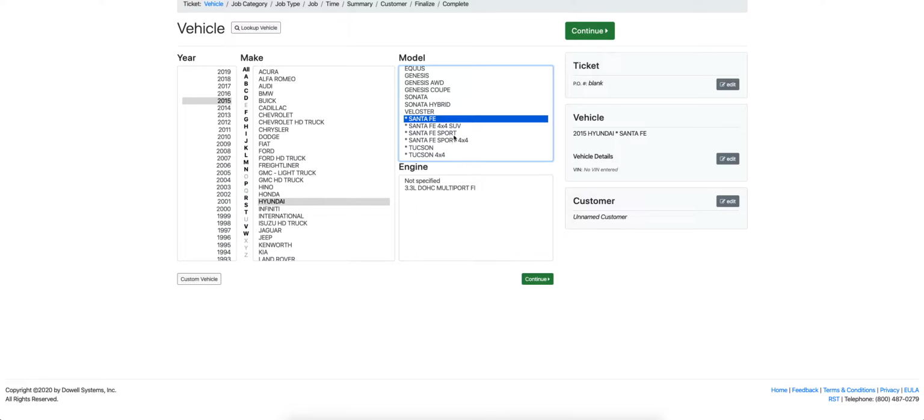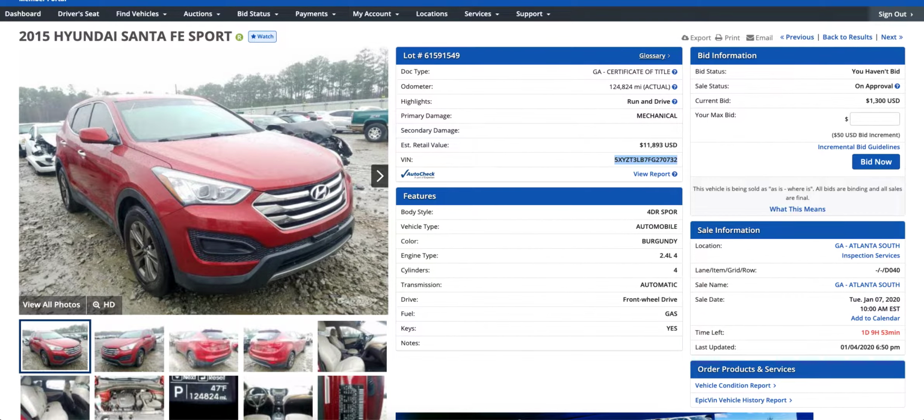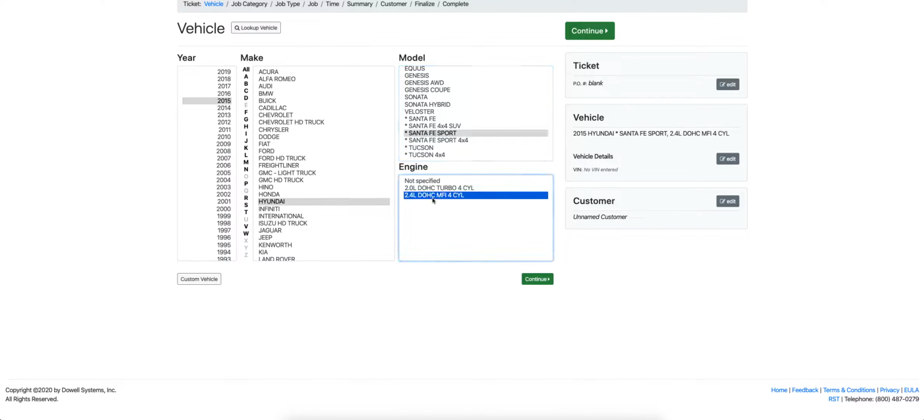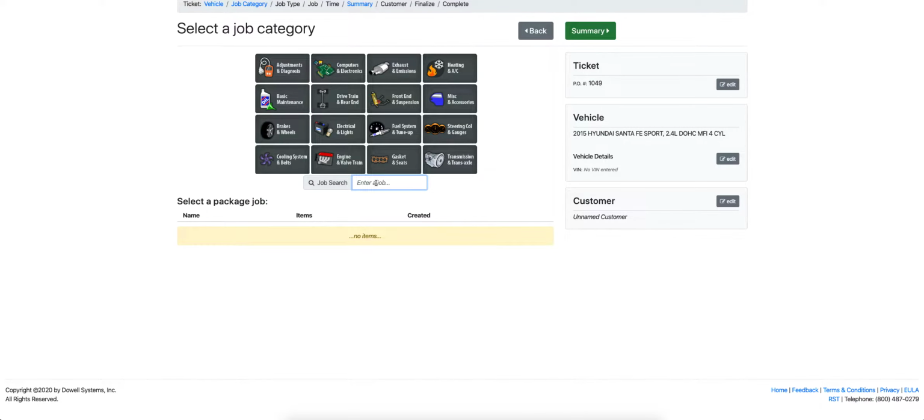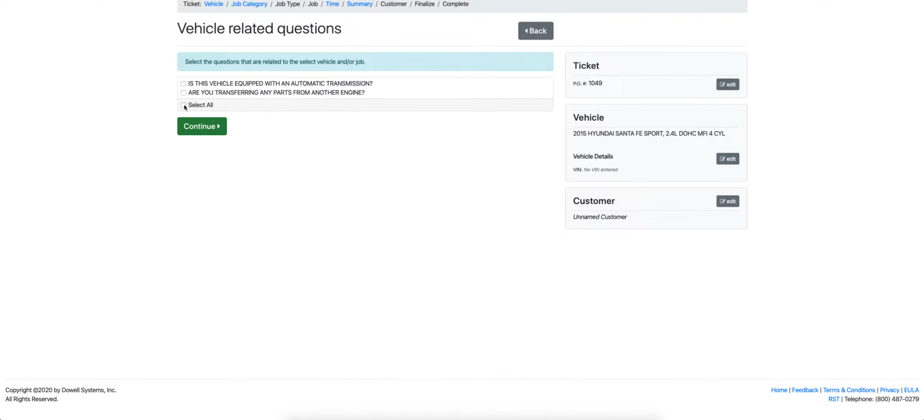Again, the more information you can give, the more accurate it's going to be. I believe it's a 2.4, but again, let's confirm that. Yep, 2.4. So here we go. We'll hit continue. Again, just engine R&R. There we go. Yes, we are. So it is equipped with automatic, and we are transferring parts from another engine. Basically, pulley parts.